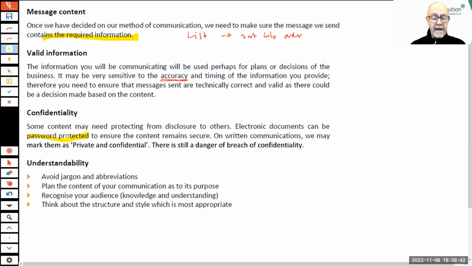Very important in an exam, avoid jargon. And it says here abbreviations. The other thing to avoid is colloquialisms.